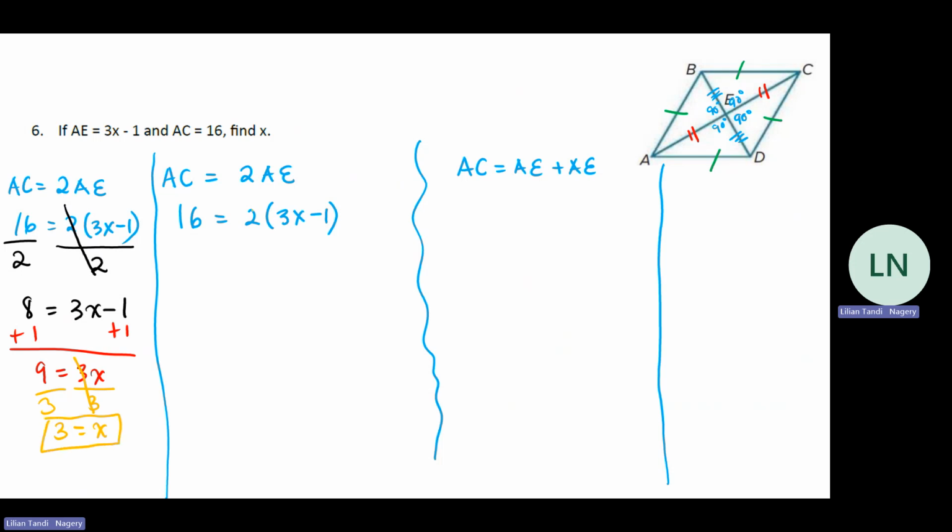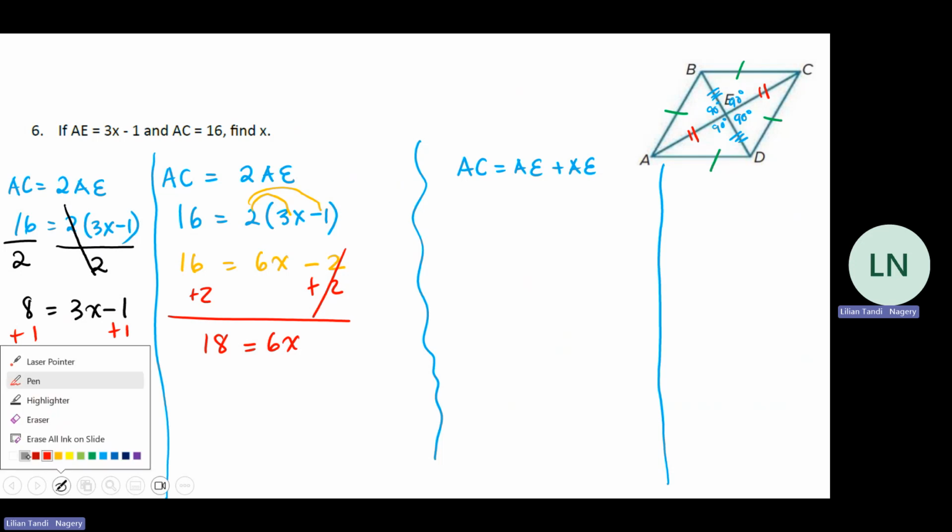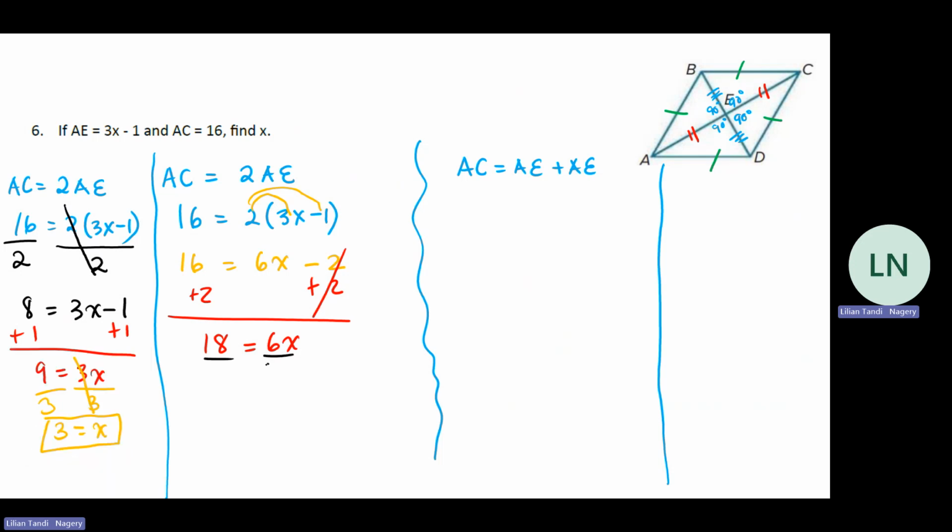Now here you can do distributive property, okay? So this is 16 equals 6x minus 2, okay? So then add 2 on both sides, and you're going to get 18 equals 6x. Then divide both sides by 6, x equals 3. See, we got the same answer, but our working was different.